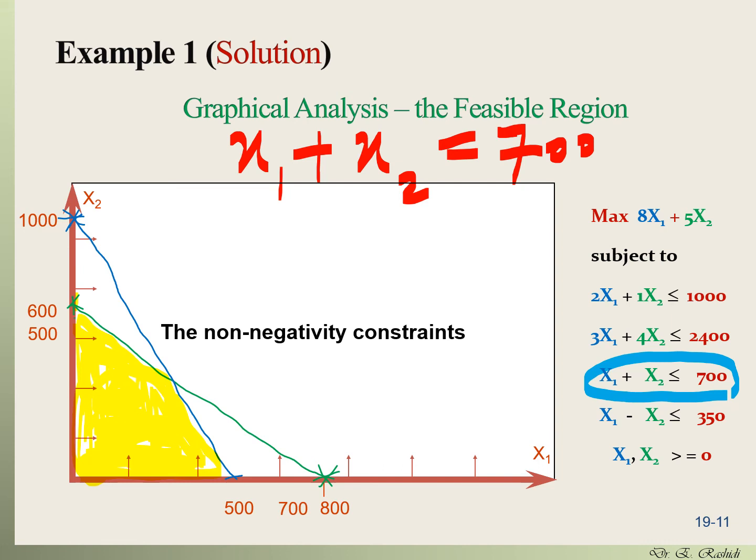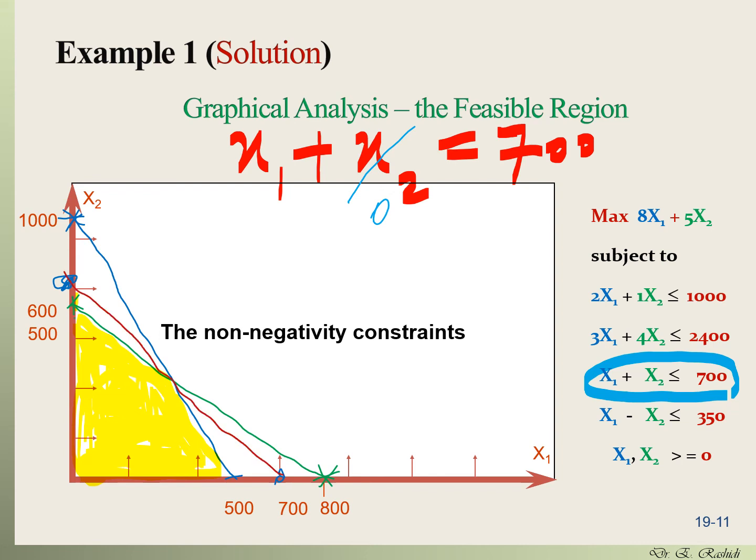For one point, I'm going to set x1 equal to 0. That means x2 is 700. So x1 is 0, x2 is 700. That's here. And for the other one, I'm going to set x2 equal to 0. That means x1 equals 700, which is here. So I have the 2 points, and now I can connect them and make the line.